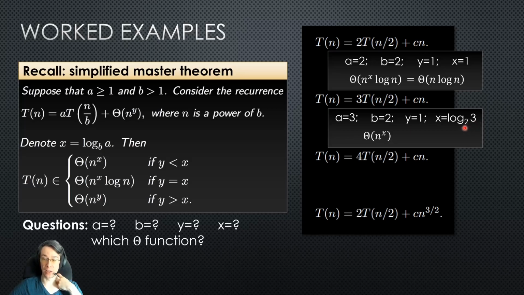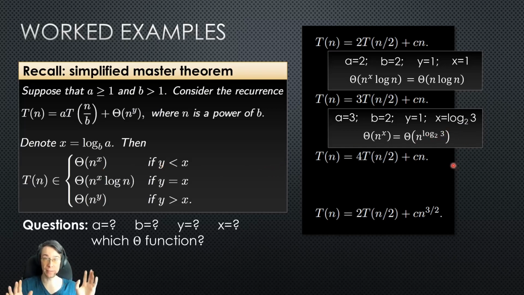So first of all, let me back up a second. What theta function are we going to be using here? Well, we want to relate x and y. So, which one's greater? Is x, log base 2 of 3, greater than 1, equal to 1, or less than 1? Log base 2 of 2 would be 1. Log base 2 of 3 is greater than 1. So x is greater than y, right? So we end up with this first case, n to the x. So you can write that this is n to the log base 2 of 3, right?